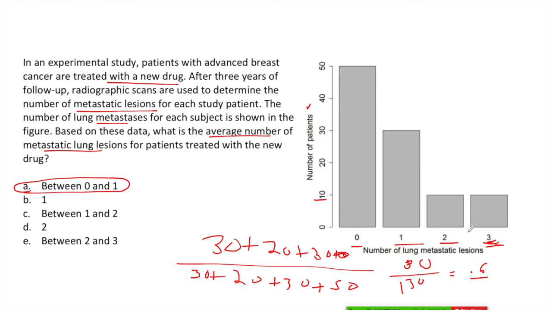If instead this diagram showed only 10 patients with 0 Mets and maybe 50 patients with 3 Mets, obviously the number would be a lot different, right? Instead of having 30 up here, we would have something like 150. And so that would be a much larger number when we calculated it out. Excellent.